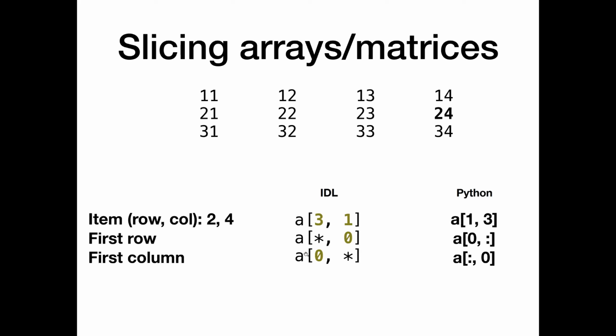And of course, the first column is the opposite of that. So it's 0 and then star, and that would give this 1, 1, 2, 1, 3, 1. And to do the same thing in Python, it's colon and then 0. So that's one of the biggest hurdles when working with numerical data and doing the transition: knowing that these are backwards.